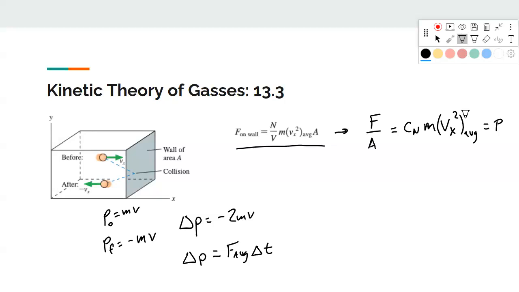And so what we can do here is rewrite this. We can imagine thinking about the average of the whole velocity squared. And we probably all know and love the Pythagorean theorem, which is a squared plus b squared is c squared. I'm not sure if you've learned this, but it works in 3 dimensions as well.